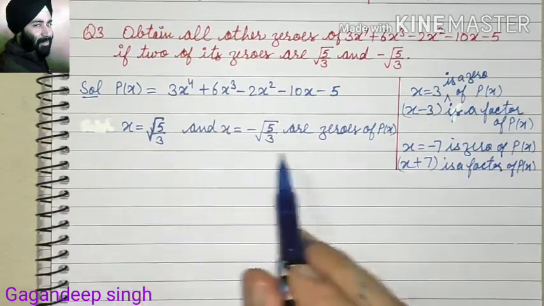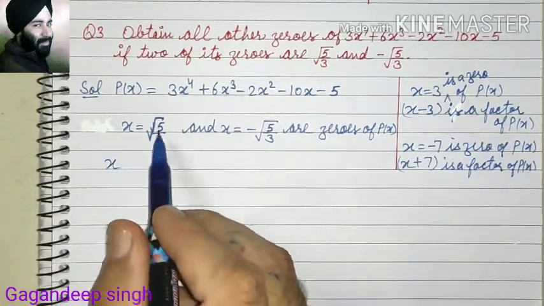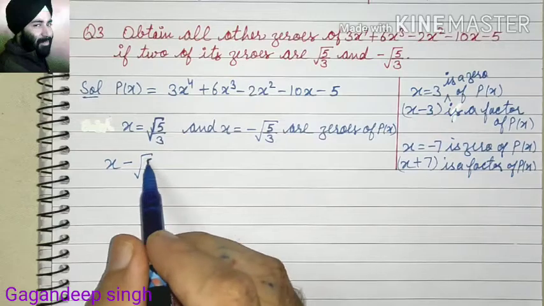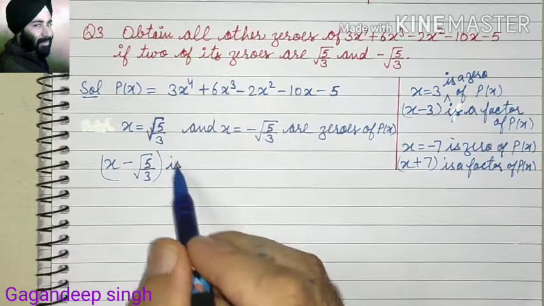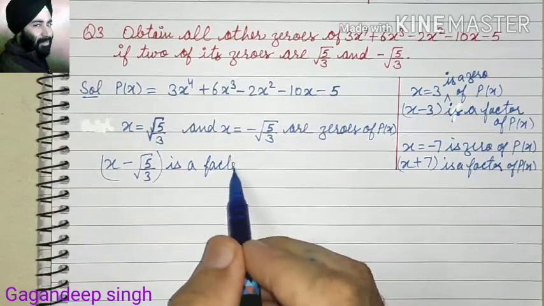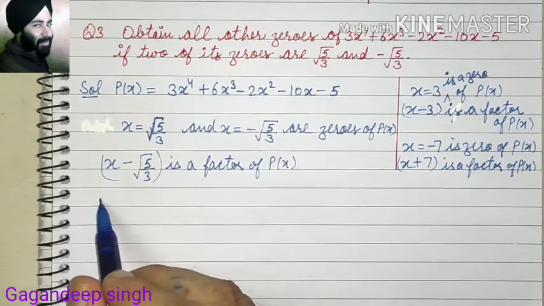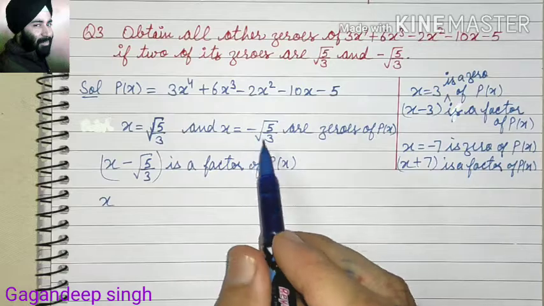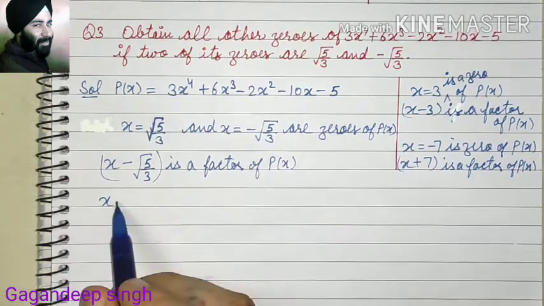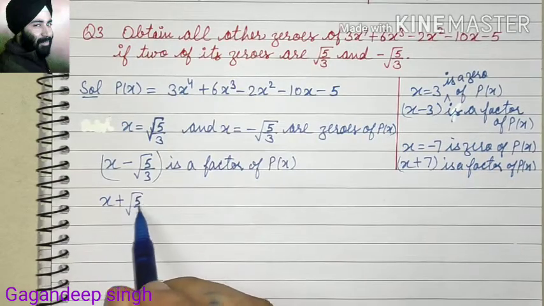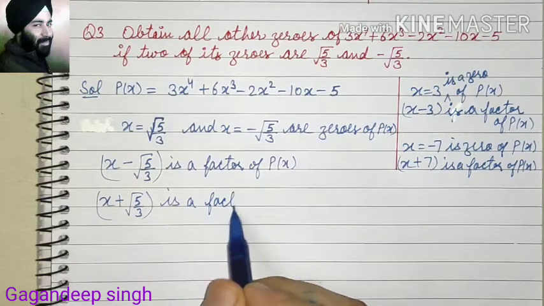Similarly, two zeros are given for this polynomial. So x, this value will come in LHS. X minus under root 5 upon 3 is a factor of px. Similarly, for other zero, x is equal to minus under root 5 upon 3 is a 0. So this value will come in LHS. X plus under root 5 upon 3 is a factor of px.